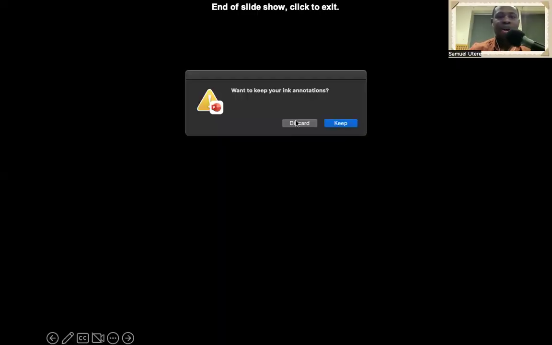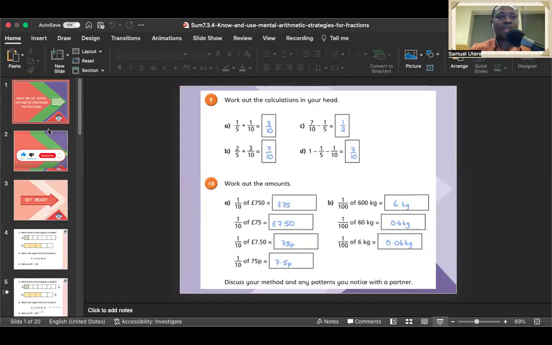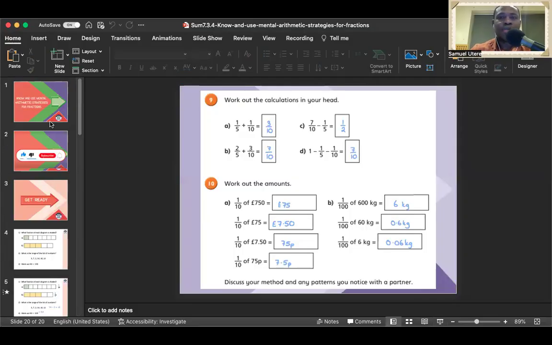And that brings us to the end of our lesson. So in this lesson, you have learned how to use mental arithmetic strategies to answer questions involving fractions. Well done for sticking around and for taking your learning seriously. Until next time, take really good care of yourself, and bye-bye.